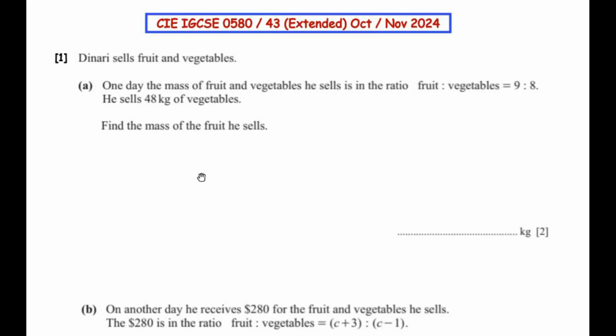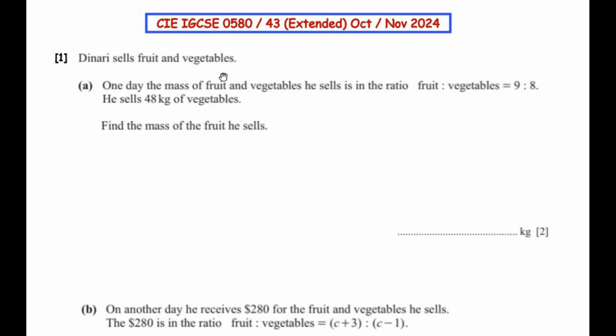In this video we are going to solve the first question from 058043 extended paper from October-November 2024. Now this question is from number systems topic. Dinari sells fruit and vegetables. One day the mass of fruit and vegetables he sells is in the ratio fruit to vegetables is 9:8. He sells 48 kg of vegetables. Find the mass of the fruit he sells.